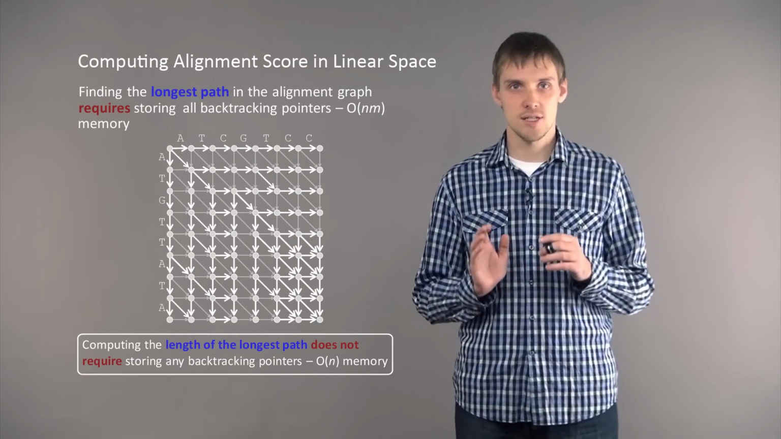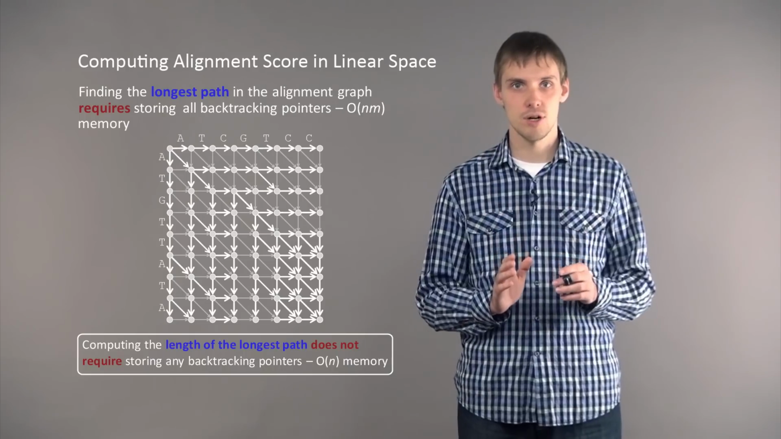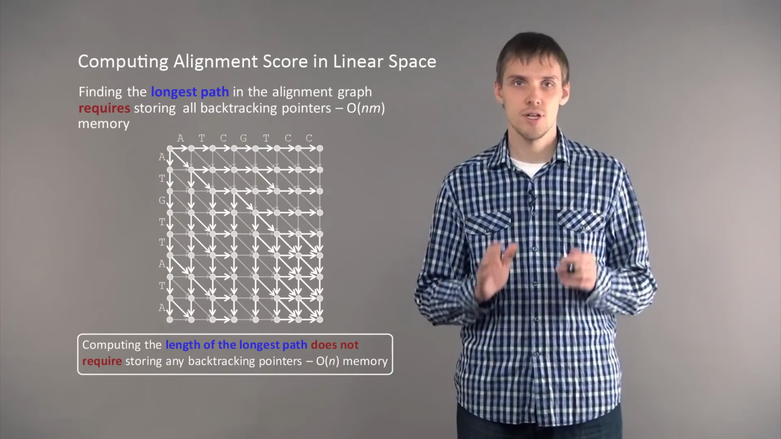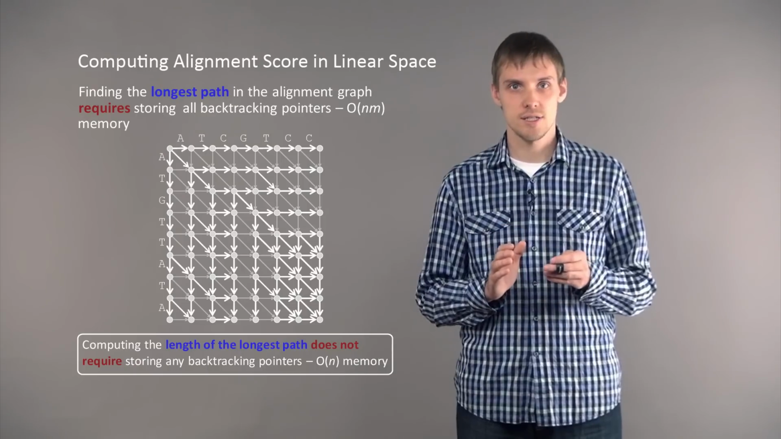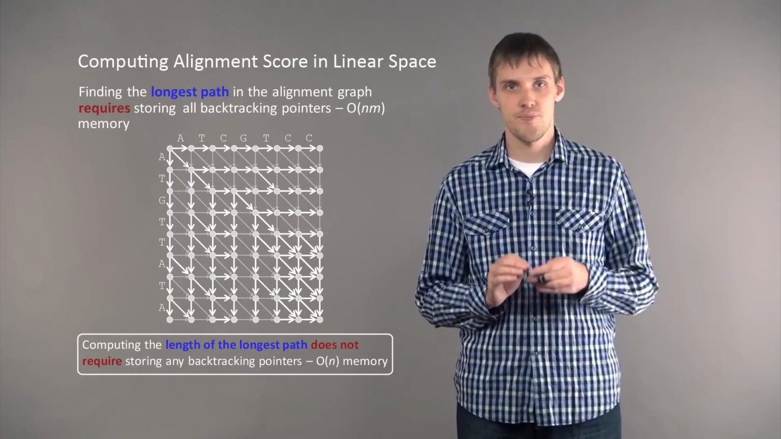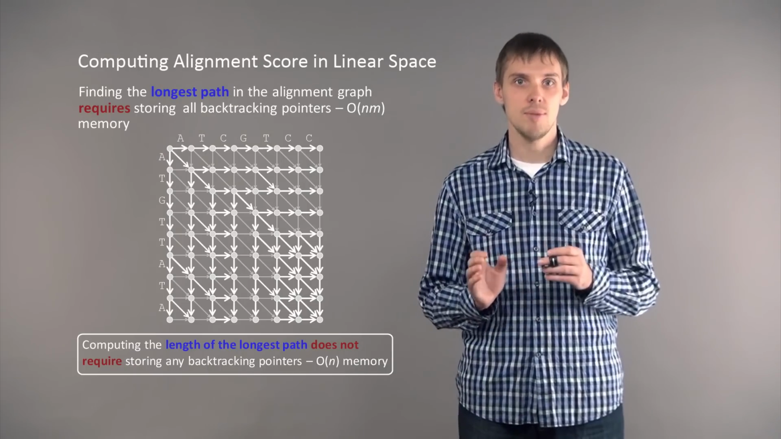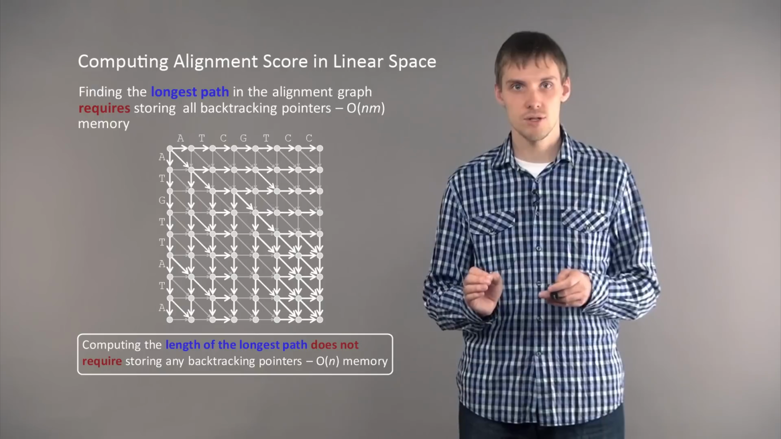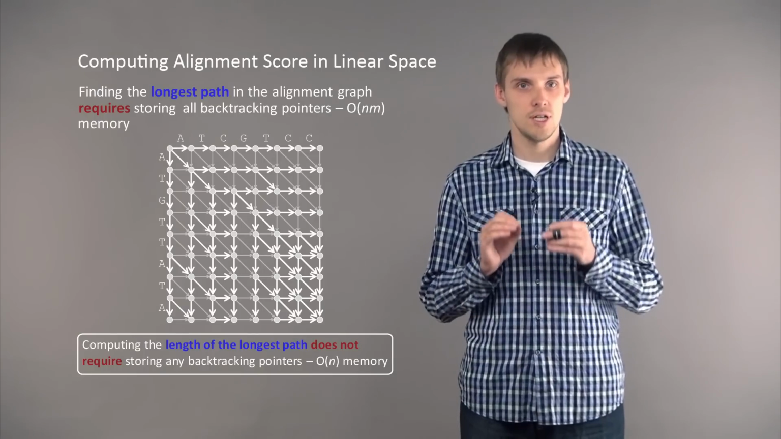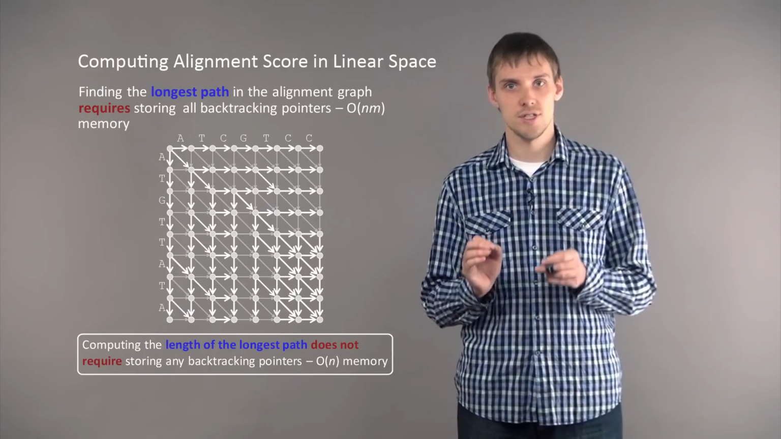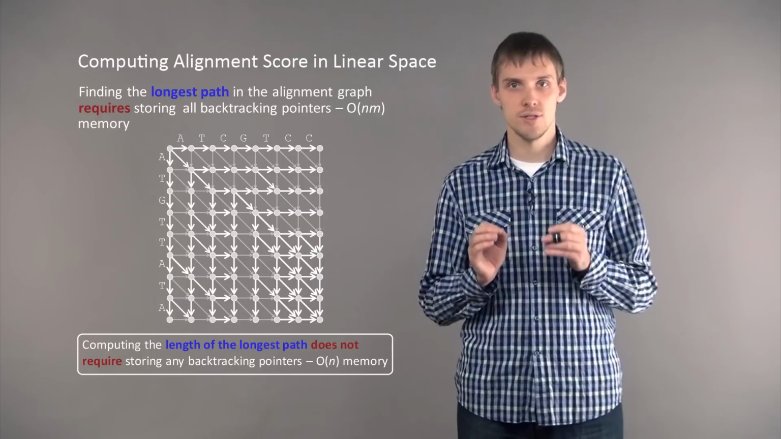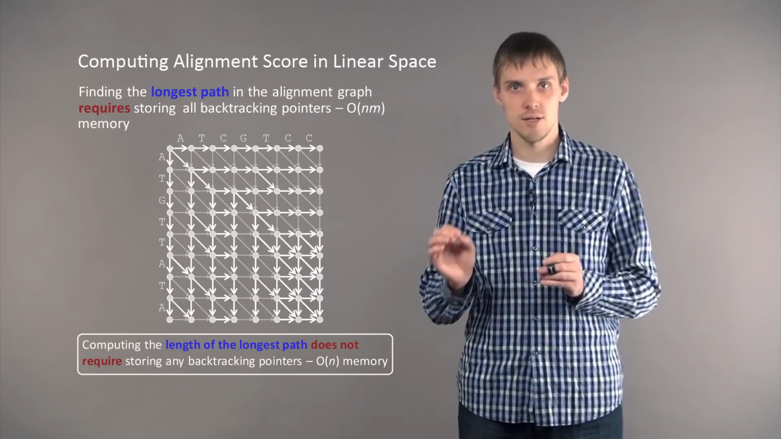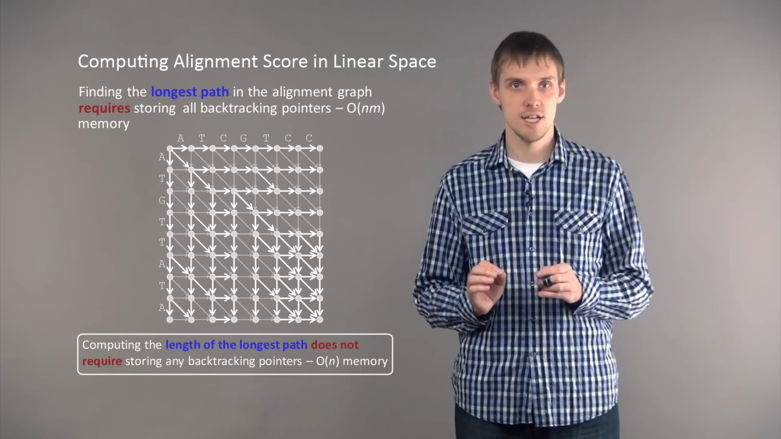Let's first discuss how to find alignment score in linear space. Previously, we used backtracking pointers to find the longest path, and it required quadratic memory. But what if we don't need this longest path, but we want to know only the score of the alignment? Can we skip storing these backtracking pointers and use less memory just to find the alignment score without the alignment itself?